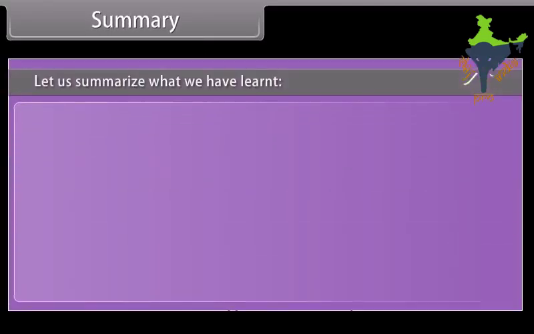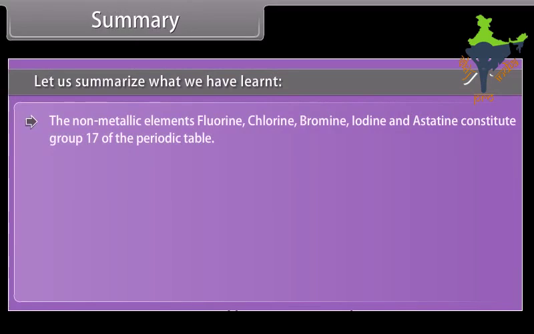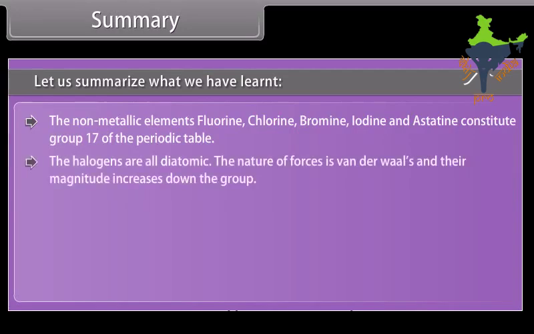Summary. Let us summarize what we have learnt. The non-metallic elements fluorine, chlorine, bromine, iodine and astatine constitute group 17 of the periodic table. The halogens are all diatomic. The nature of forces is van der Waals, and their magnitude increases down the group.